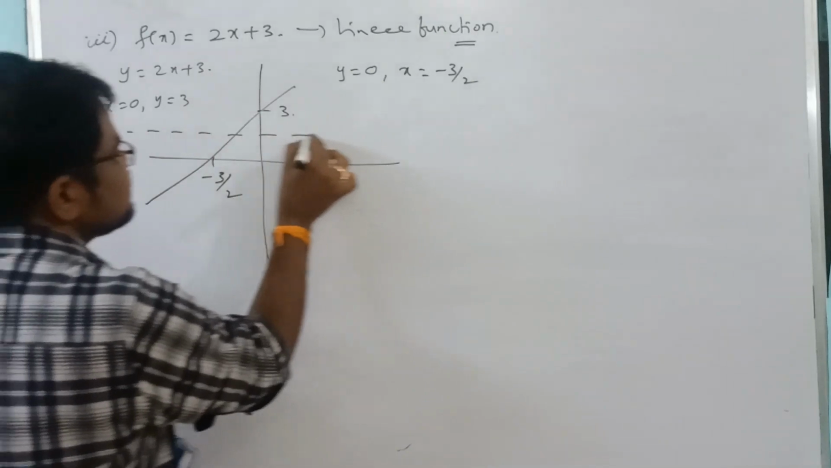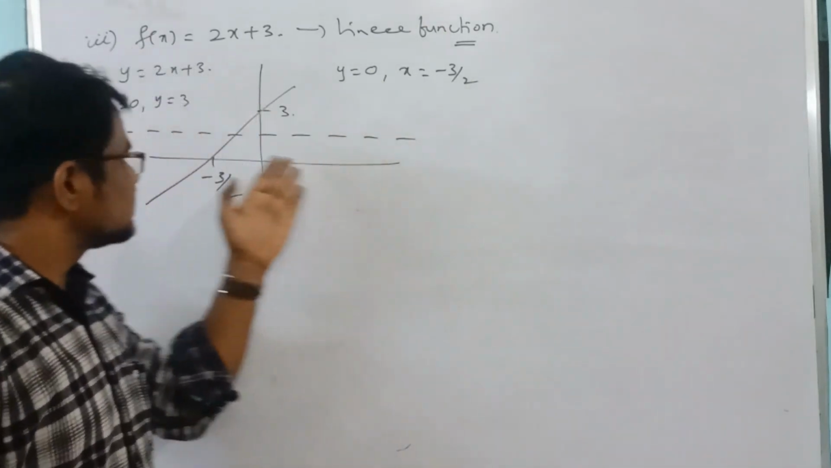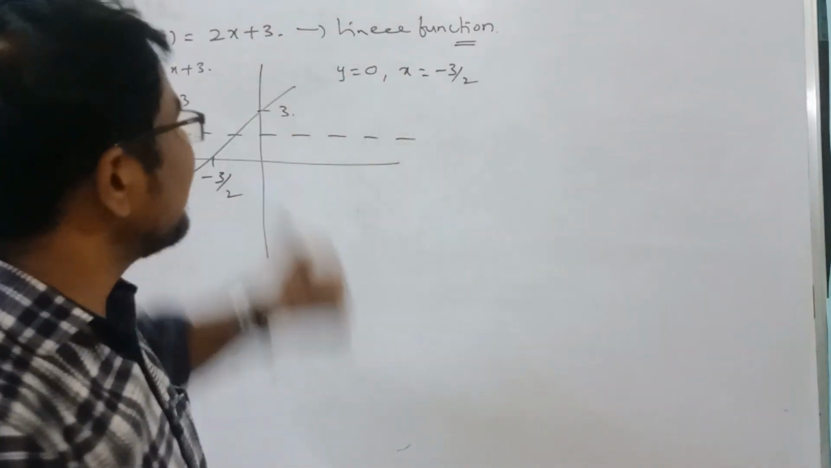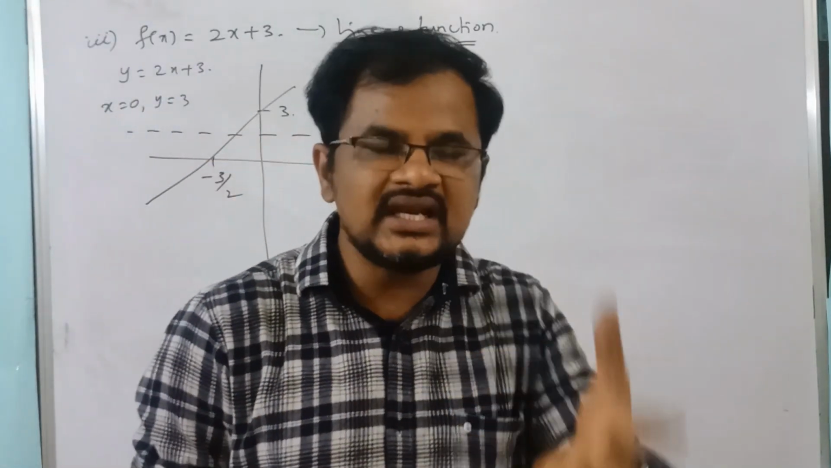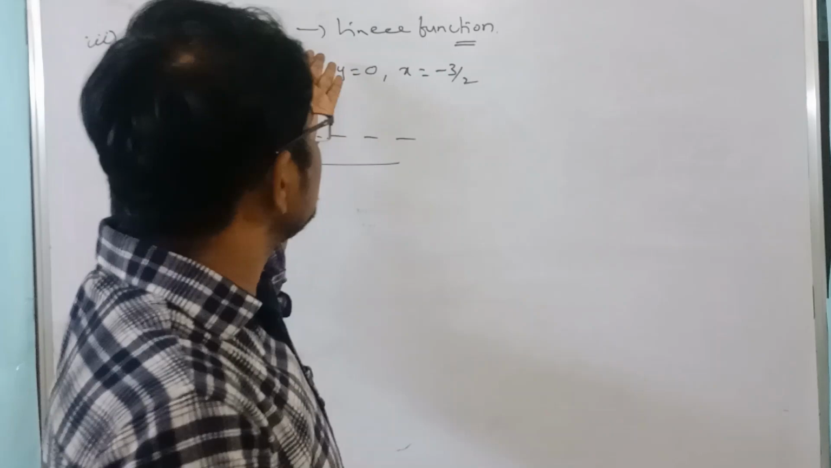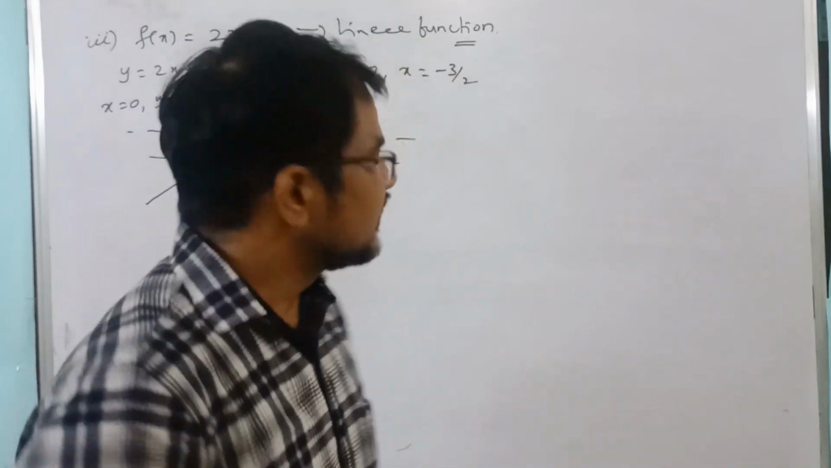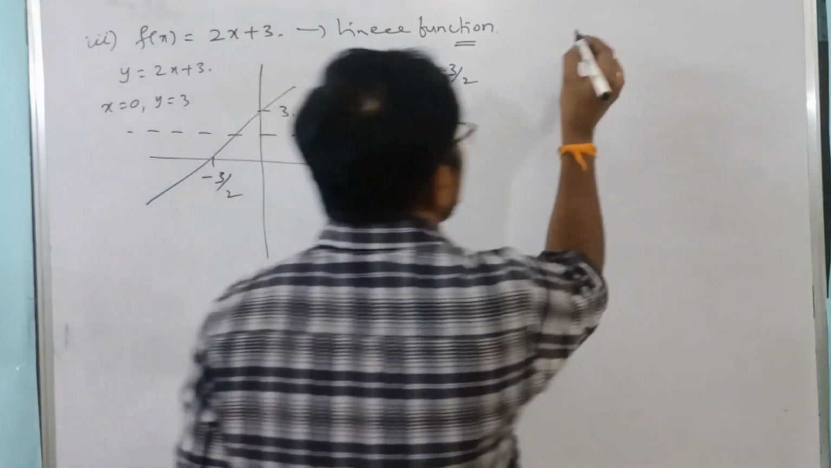Draw a line which is parallel to the x-axis. It is intersecting the graph at only 1 point. So clearly it is a one-one function. Meaning generally linear functions are one-one functions only, right? Next, take one more example.